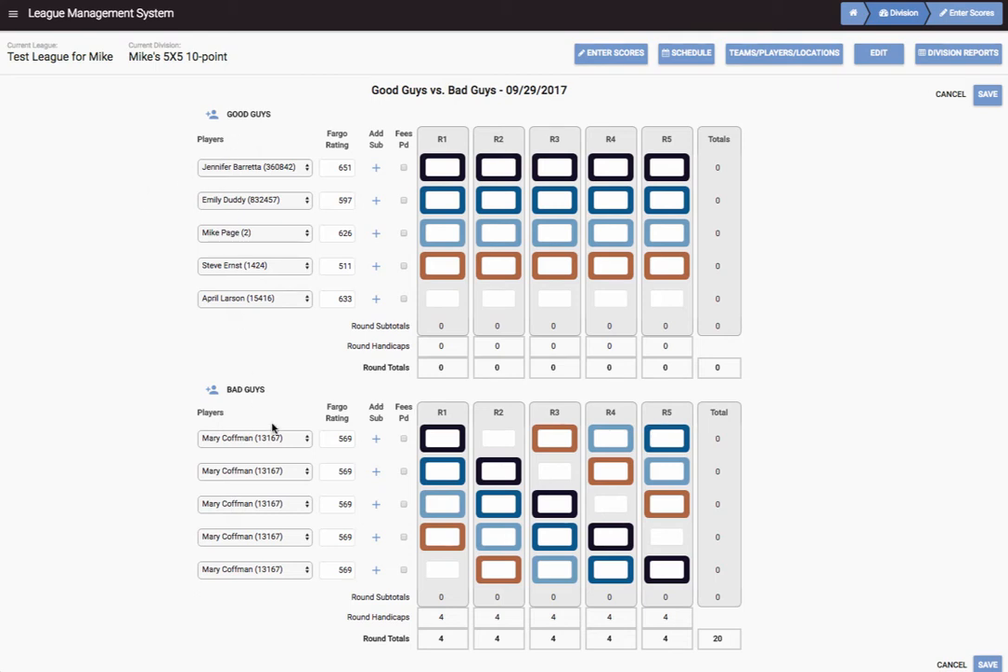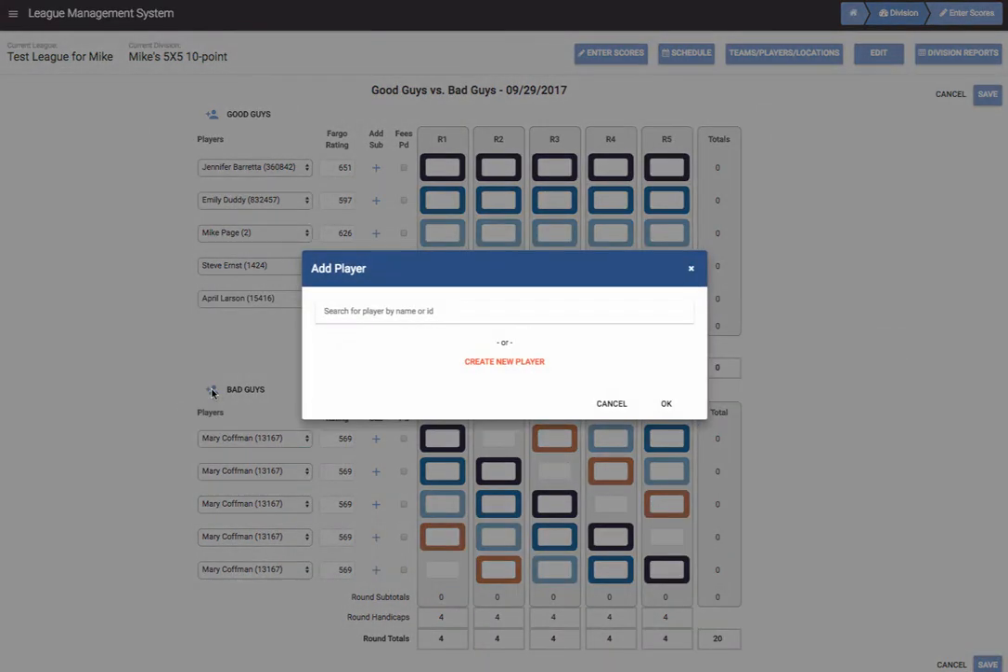Now, the good guys here are playing the bad guys. It's a special night, and you can see who's on the bad guys team. They know they're playing us, and they decided to take in a couple of subs, a couple of friends. The way to add somebody who's not currently on the roster is just to hit this thing here, and you're out there searching the world of players in the Fargo Rate database. So they've got one friend named Billy.